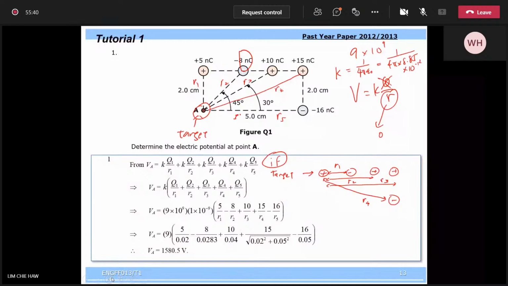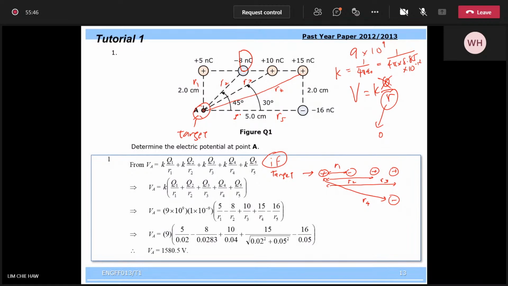Okay, get back to your question. Look at that. All the while we are talking about trying to bring a positive test charge to the location of the positive charge, isn't it? What if we change the situation?